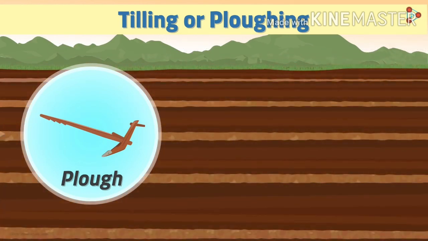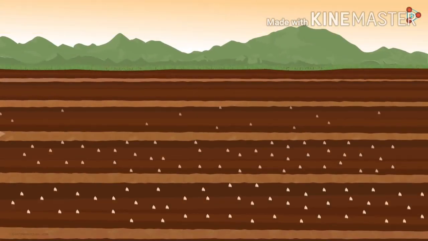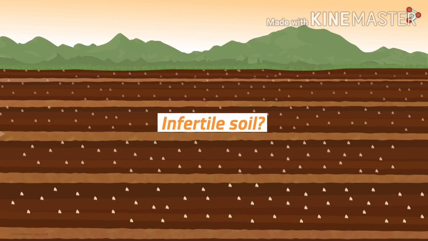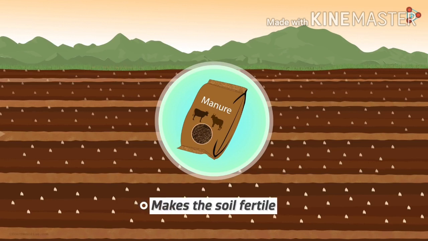Even after ploughing, huge chunks of soil could be left behind. These chunks need to be broken down into smaller fragments. Soil also needs to be leveled so that the land is even and sowing of seeds can take place on this land. What if the soil has not regained its fertility? Do we add some manure to it? Yes, of course. Manure too can be added to make the soil fertile.